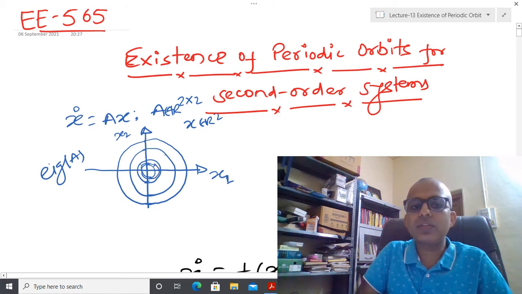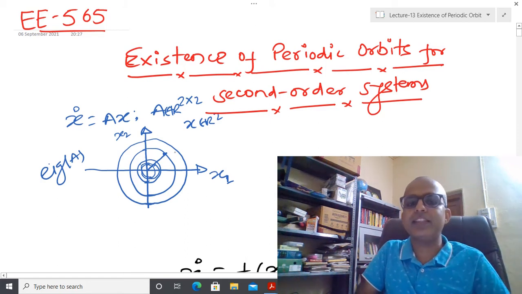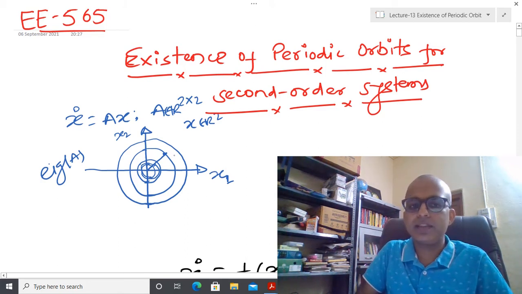So this kind of oscillator is called a harmonic oscillator, and this is structurally unstable. The second problem is that it is a function of the initial condition. If the initial condition is here, then the radius of this orbit is like this. So based on the initial condition, the radius is going to change.